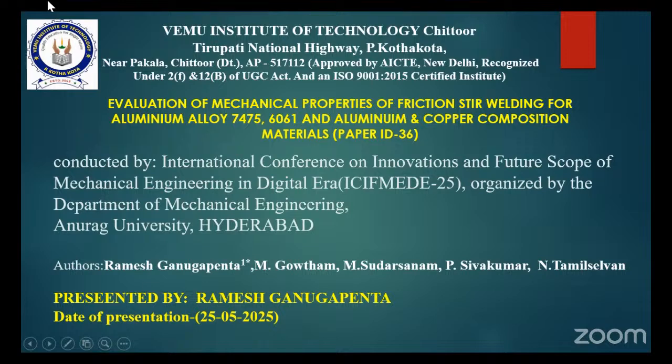And the impact strength we are getting is 38.66 for aluminum 6061, and the lowest impact strength is the aluminum copper composition.